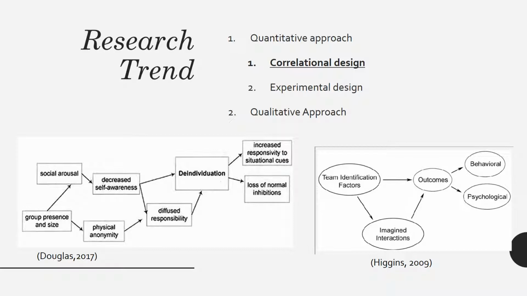For research trend, we're doing the correlational design. In the first graph, social arousal leads to decreased self-awareness, and then that could lead to de-individuation. That's pretty much an example of, per se, if the Bills were to win a Super Bowl or something like that, fans would go crazy and they wouldn't be aware of what they're doing, and they would just act like a fool. And in the other graph, we have team identification factors. That's going to lead to different outcomes, and all the different outcomes are going to lead to different behavioral and psychological outcomes.